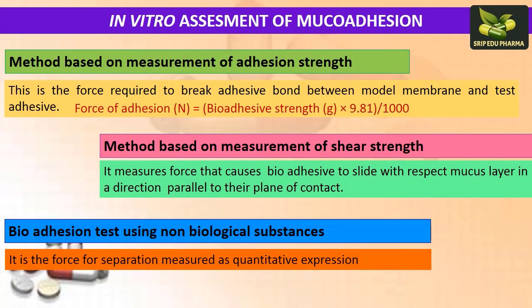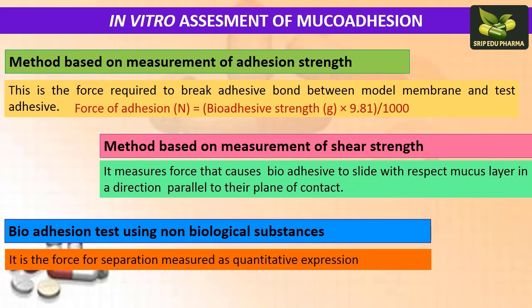Dear students, when we talk about evaluation of polymers, the most important thing is mucoadhesion. So in vitro assessment of mucoadhesion is very important for the evaluation of the polymer that we are using. It is analyzed on the basis of adhesion strength, shear strength, and a bioadhesion test is also done using non-biological substances.